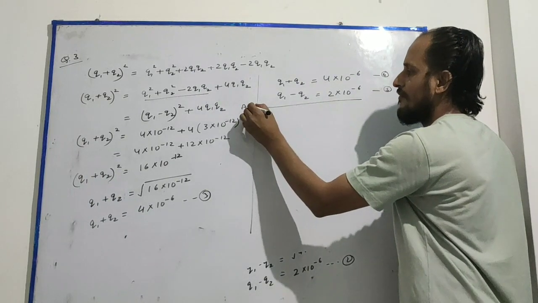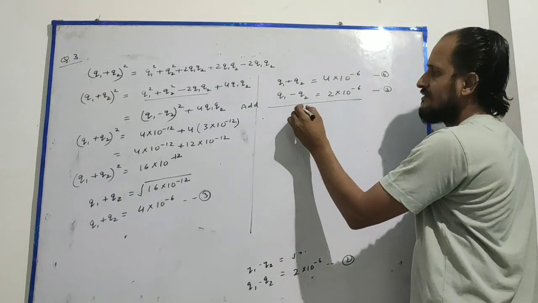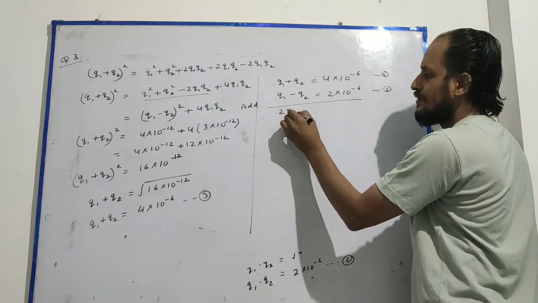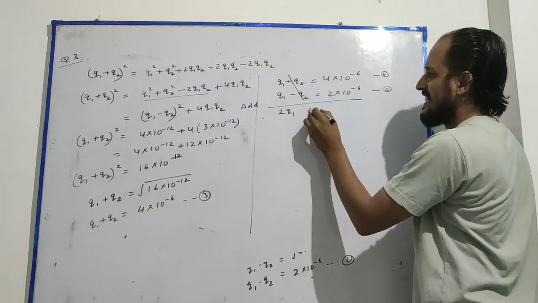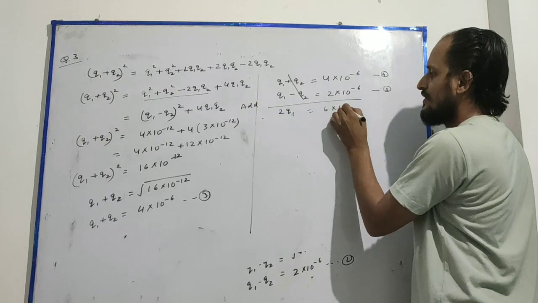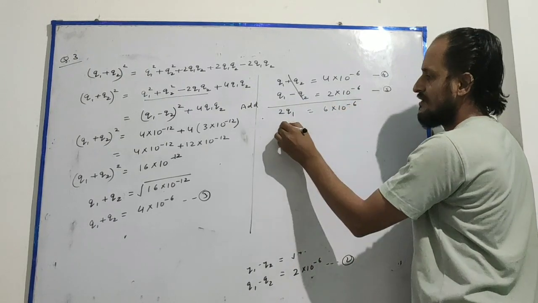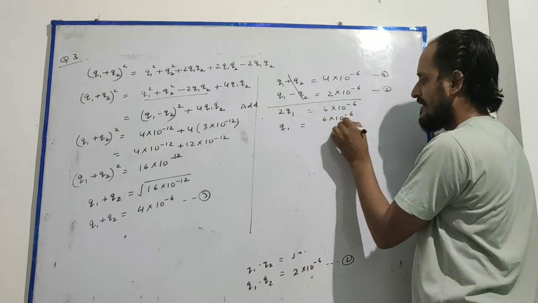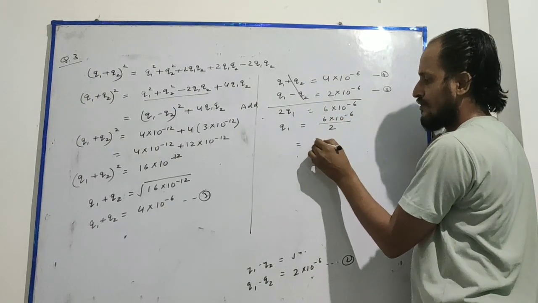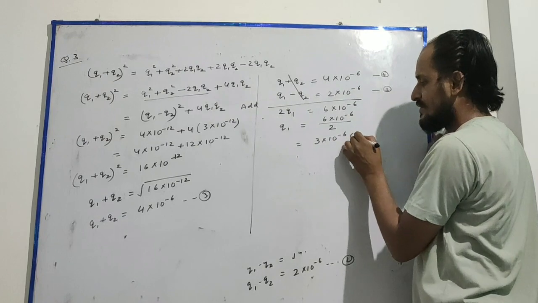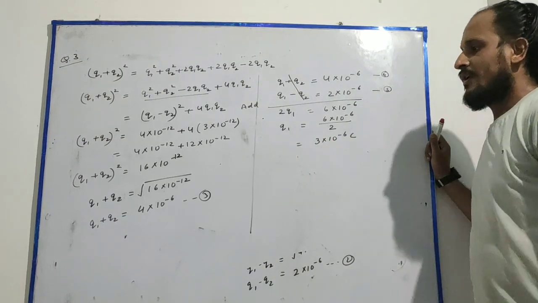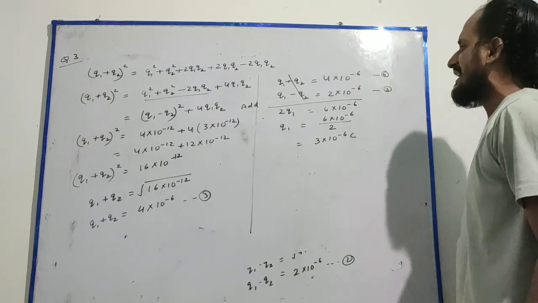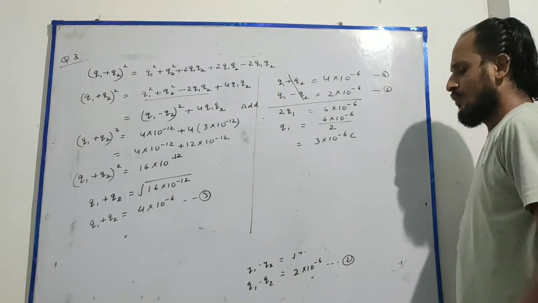If you add q1 and q1, 2q1, the q2 terms cancel. 6 into 10 raised to the power minus 6. So q1 is equal to 6 into 10 raised to the power minus 6 divided by 2, which is 3 into 10 raised to the power minus 6 coulomb. Now if you put this value anywhere, you will get the answer of q2.